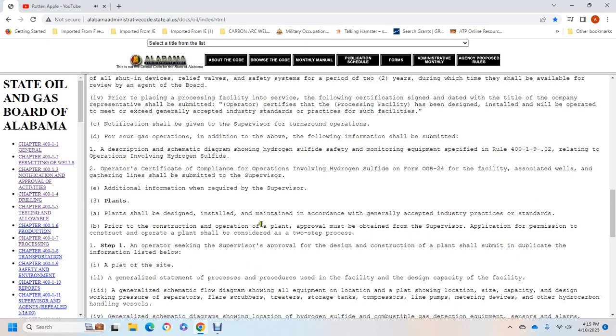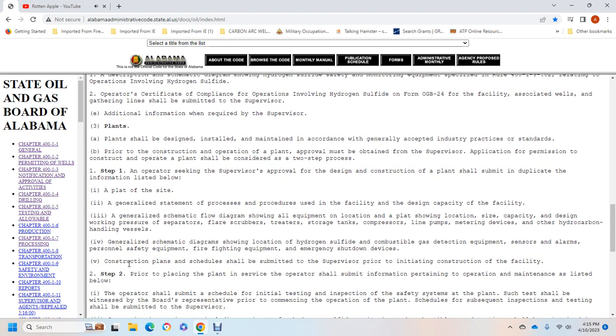3. The plant should be designed, installed and maintained in accordance with generally accepted industry standards. Prior to the construction and operation of the plant, approval must be obtained from the supervisor. Application for permission of the construction and operation of the plant should be considered as a two-step process. Step 1, the operator seeking the supervisor's approval of the design and construction of the plant shall submit in duplicate the information listed below. 1, plant layout over the site.